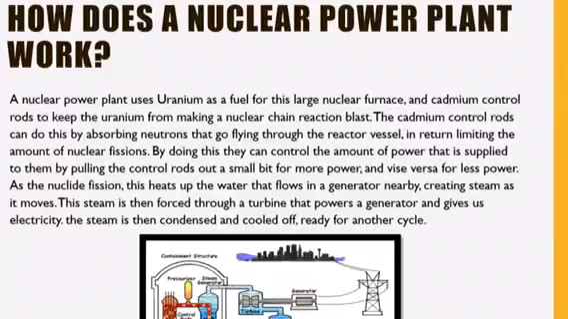As the nuclide fissions, this heats up the water that flows in a generator nearby, creating steam as it moves. This steam is then forced through a turbine, creating electricity in a nearby generator. The steam is then condensed and cooled off, ready for another cycle.